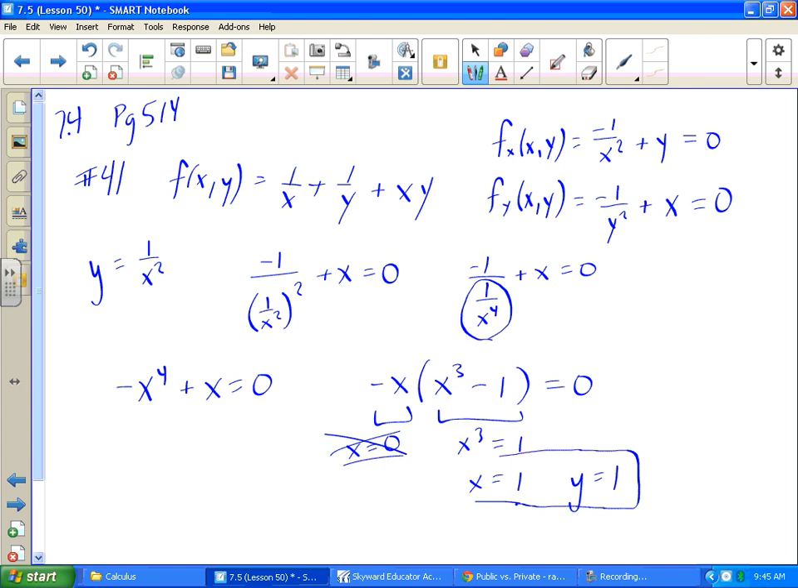Does that match the back of the book? I just solved this for y is what I did to start. So I just added this over. So that's where that came from. And then we could just substitute it in. That's why we did that. Any other little pieces? So that was 41.